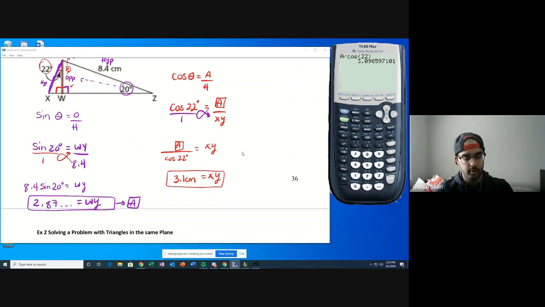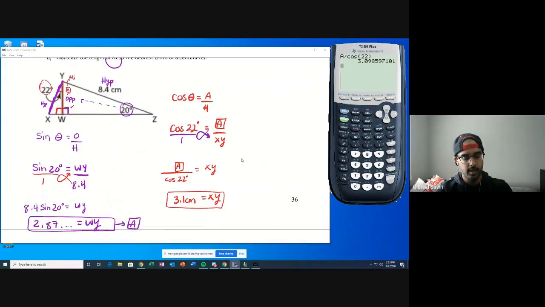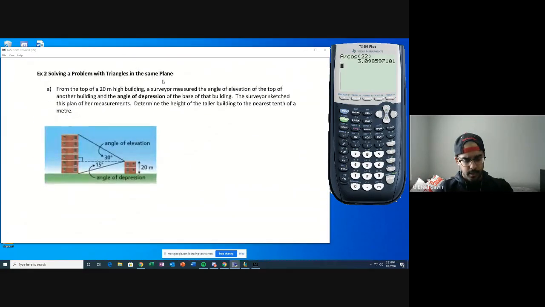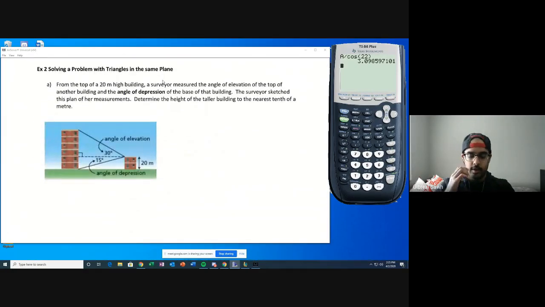Okay, let's look at more of a problem-solving approach. For those ones, I kind of just gave you a picture and said, away you go, find the thing that's missing. Here's a bit more of a problem-solving type question. Sometimes you're not given the picture and you're going to have to draw them. This one does have a picture provided.